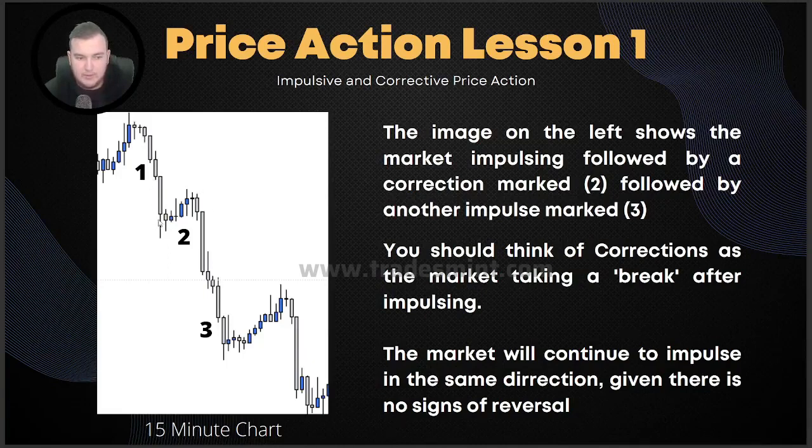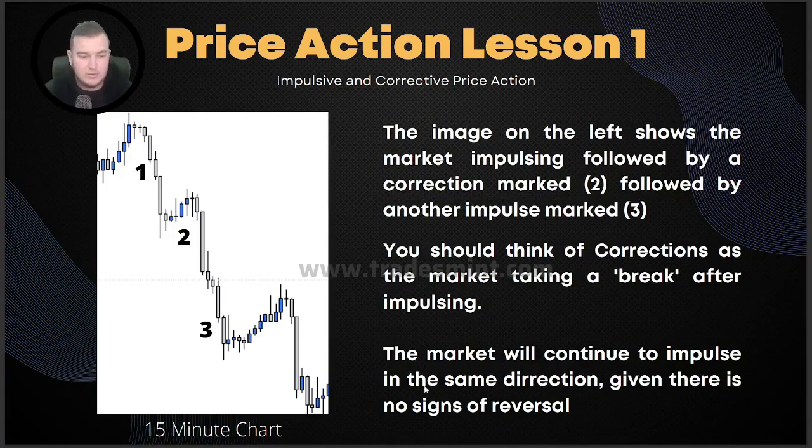This is basically where price just takes a breather, because if it moves too quickly, it will cause an imbalance in the market. So this is where it pushes down, it corrects, it pushes again, it corrects, and it pushes again. So this is why impulse and corrective is so important, because if we can catch the move at the beginning and it's going to continue impulsing in our direction, we can hold the trade, right? So the market will continue to impulse in the same direction given there is no signs of reversal. And like I said in the beginning, it gives us entry and exit points, right?